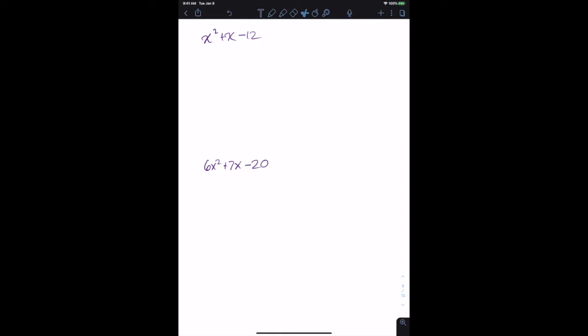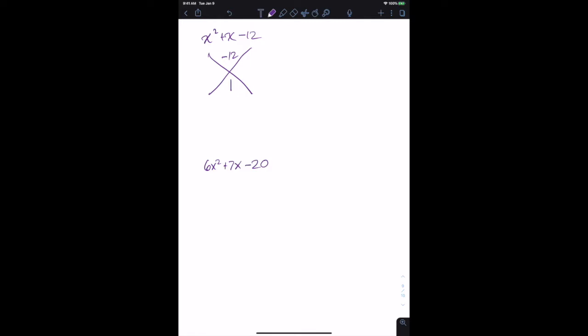Okay, so on the first one, these are problems just like on the exit ticket the last time. On the first one, we're going to draw a big X, and we're going to take the first coefficient, which is a 1, and that's a good thing because the simple one's first coefficient is 1. And the last coefficient was negative 12, and we're going to multiply those together. 1 times negative 12 is negative 12. And then the middle coefficient, in this case, is 1, because that's a 1, even though it's invisible in front of the x. All right, now we're looking for two numbers that multiply to negative 12 and add to 1.